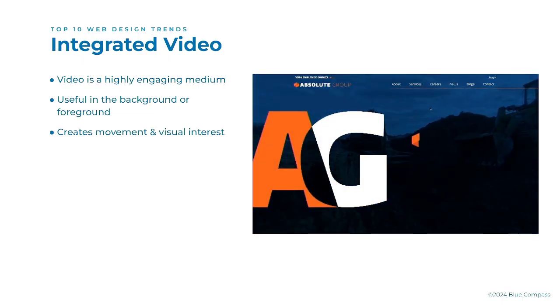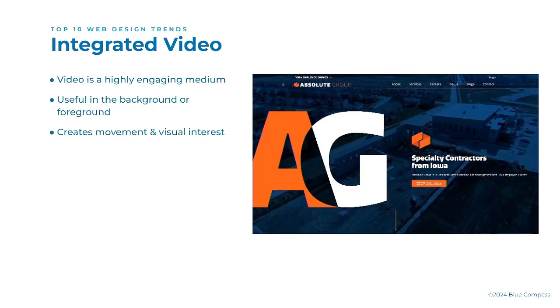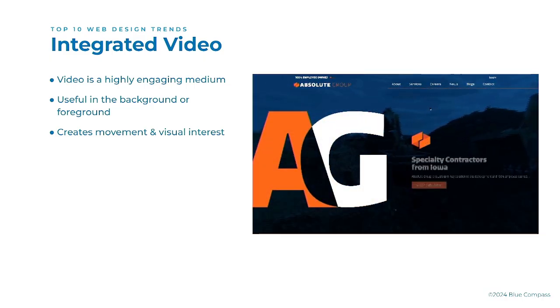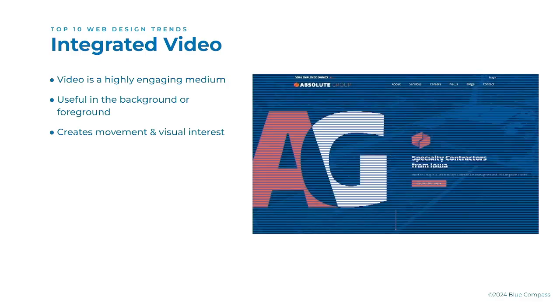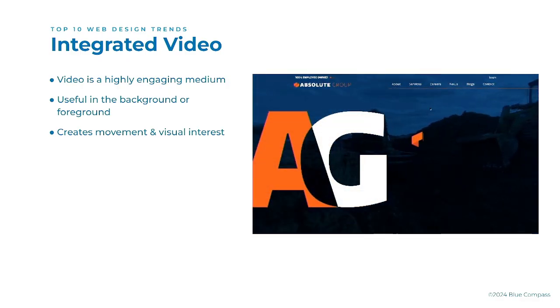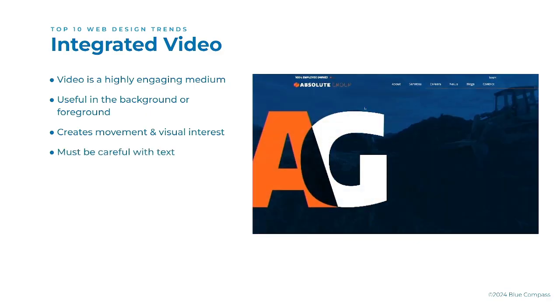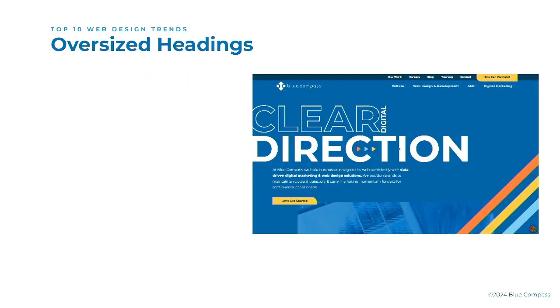The one thing that it does well is it creates motion naturally. It can be distracting. So from a contrast standpoint, you'll notice with Absolute Group, we have a very dark overlay on that so that the text is really readable. If we didn't have that, you wouldn't know that text was there, and it makes it harder to engage with the page. So be careful with text from a contrast standpoint.